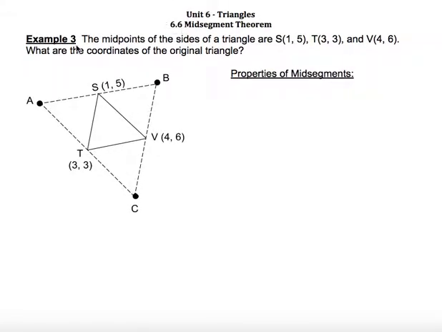So the last thing here is, what if we're given the midpoints of a triangle and all the midsegments, and we need to figure out what the coordinates of the original triangle are? So we need to think about these properties of the midsegment. So the first property is that the midsegment is parallel to the third side, and it is the 2/3 rule.